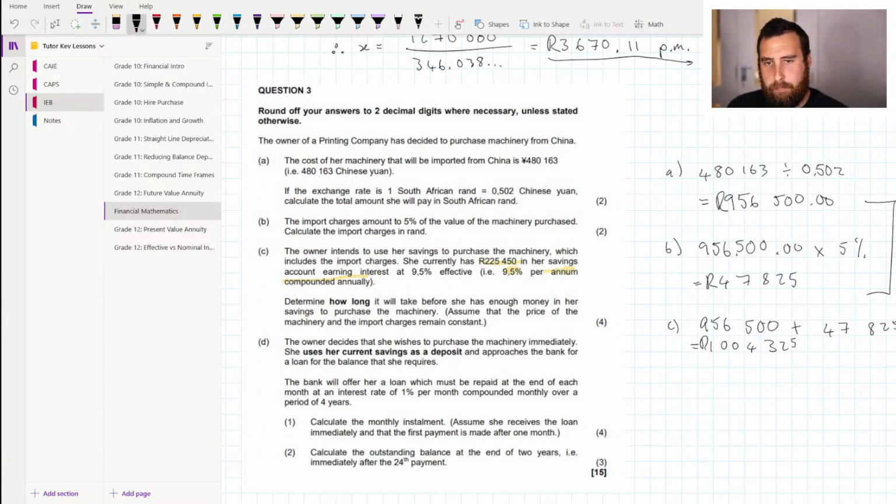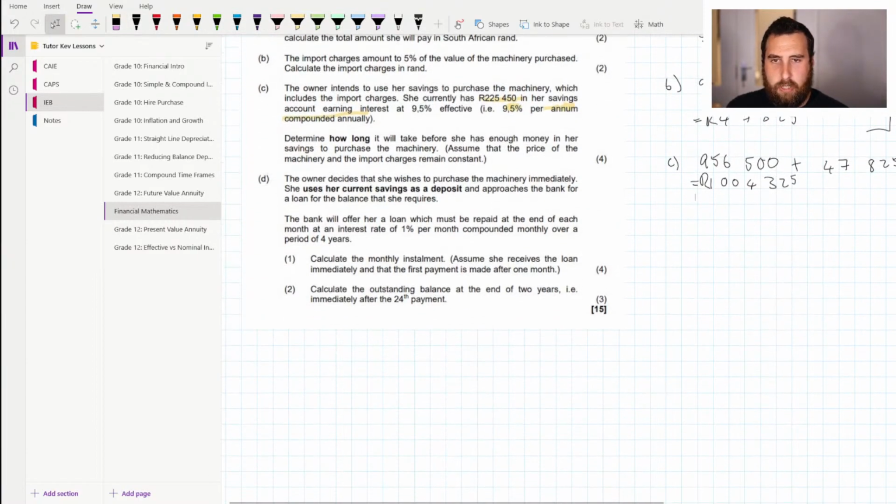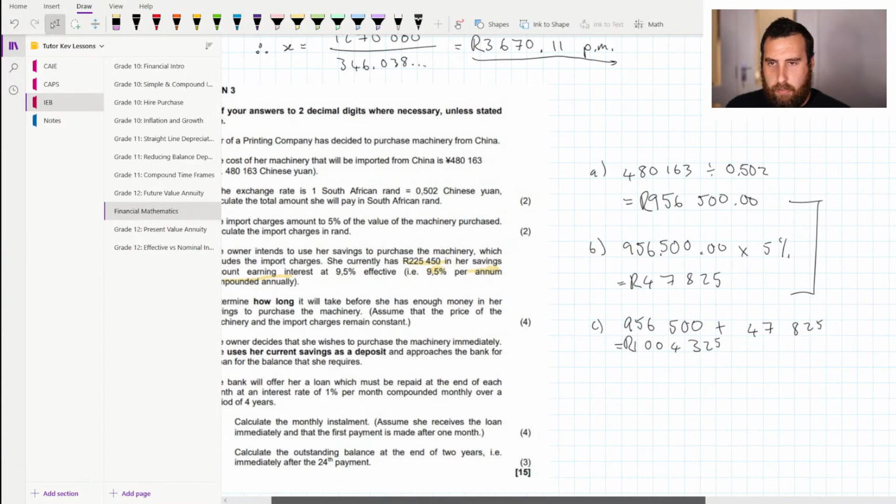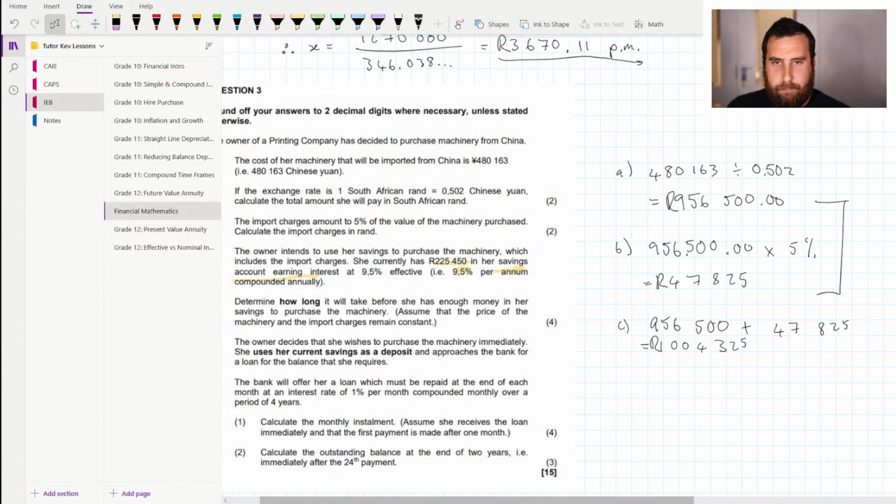1,004,325 Rand. So this is going to be our A amount, like our total amount after all the interest has been added. Can you guys even see that? Yeah, you can. Okay. Let's move that along just ever so slightly.